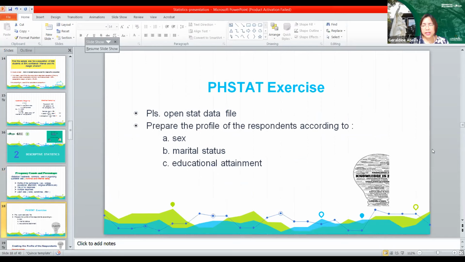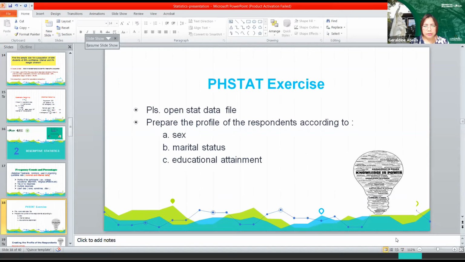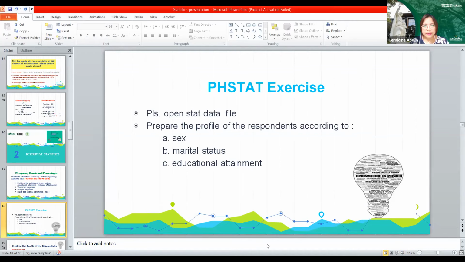Now, we're going to have an exercise, but you were not able to install PHStat. So I'm just going to show you how to organize your data using PHStat. I also shared the Stat5 data, and we are going to prepare the profile of the respondents according to the following variables: sex, marital status, and educational attainment. I'm going to show you the data.